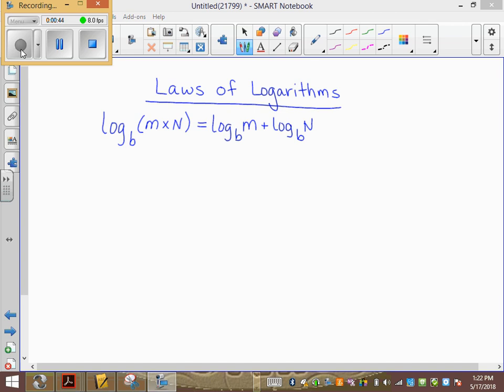Now it has an equal sign, so this works both ways. We could have addition signs with the same base and put them together as multiplication, or we could have multiplication and take them apart as addition. All right? So we'll start with multiplication first.